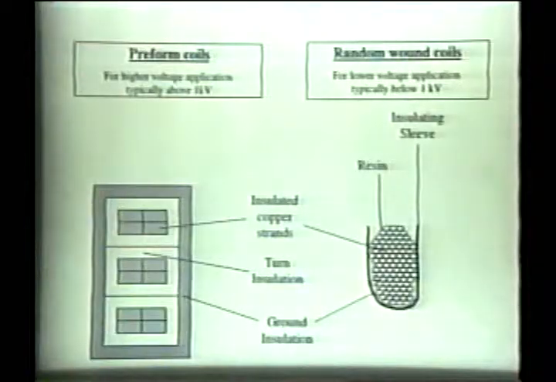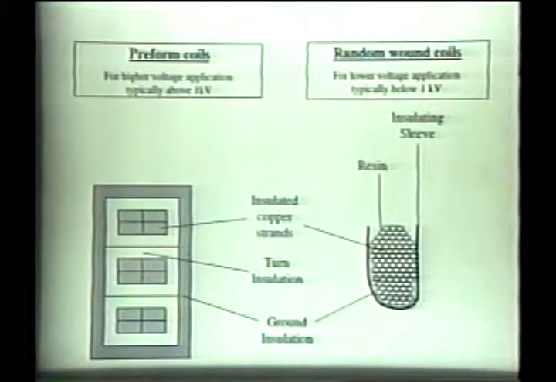Because of the inductive nature of the motor winding, fast pulses that enter the winding will cause some very large overshoot, and most of the voltage will appear across the first few turns of the insulation. There are two cases we want to consider separately. There are the preformed coils with an insulation type consisting of a ground wall insulation composed of epoxy and mica. The turn insulation is also composed of epoxy and mica, and you also have insulated copper strand.